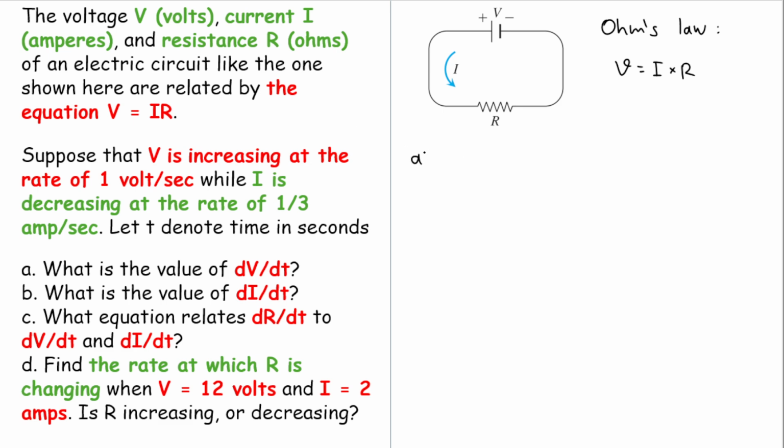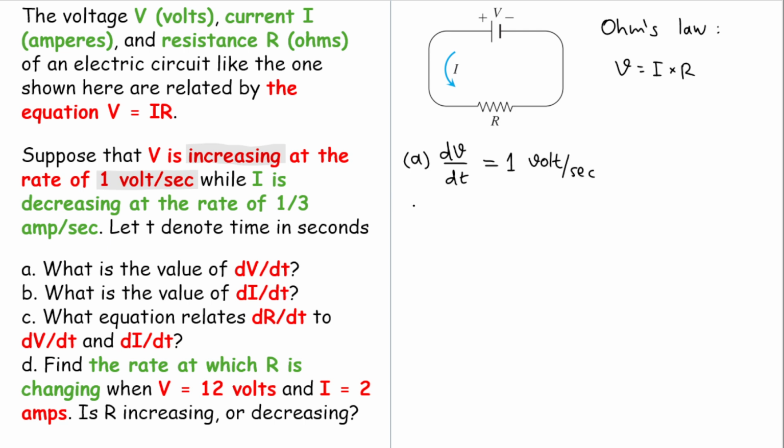That is already given in the problem. dV/dt is the rate of change of the voltage, and that is given here, 1 volt per second. And what about the sign, positive or negative? It is increasing, so by our convention we have a positive sign, so we have 1 volt per second. That is the answer for question A.